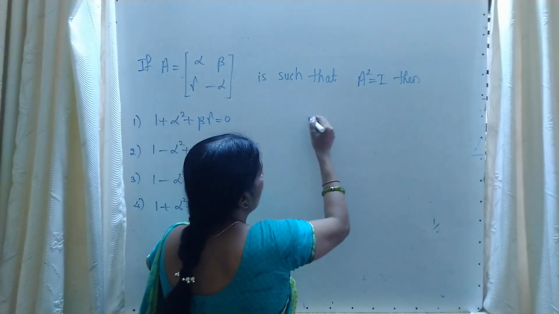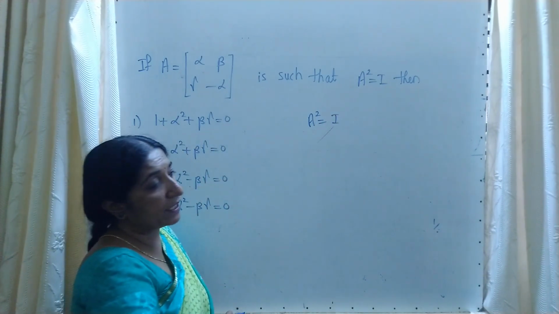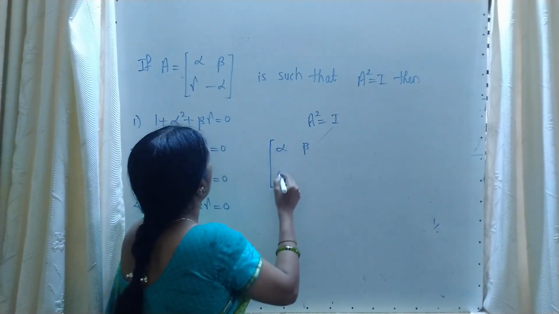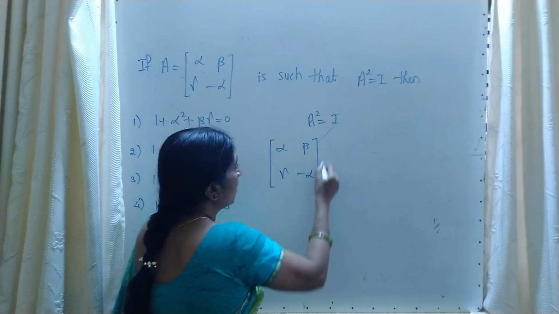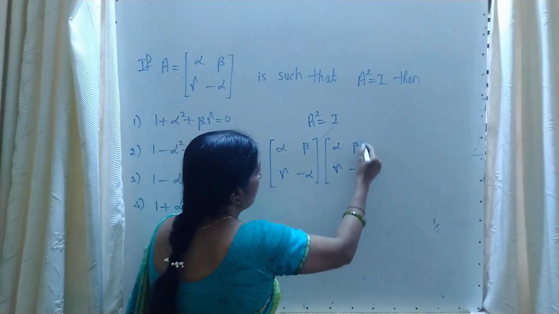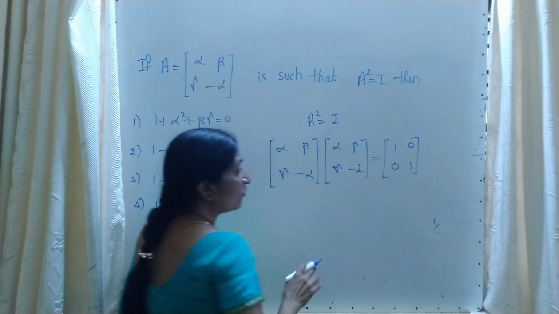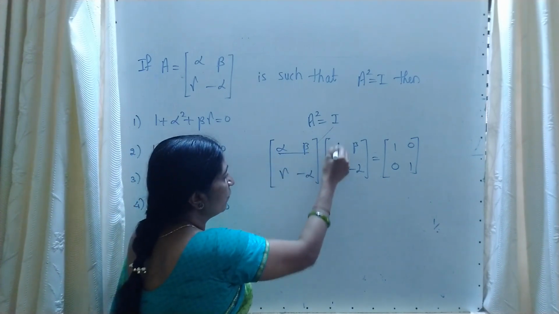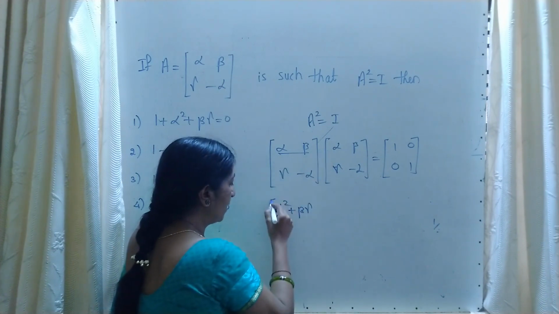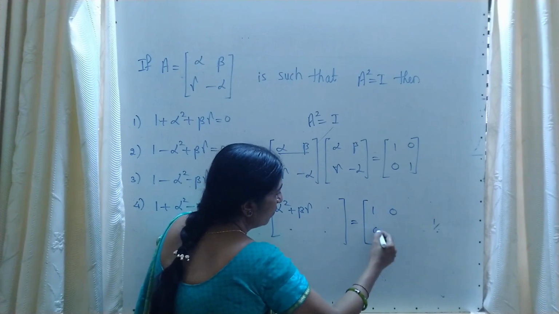So the condition is given, A square is equal to I. And remember students, whenever you are solving these type of problems, A square you know how to find. We have to multiply the matrices. Don't multiply all the elements, one element is enough for a multiple choice question, and I is the identity matrix. Because it is multiple choice, I am taking only the first row with the first column, one element, alpha square plus beta gamma, the first element. I am not writing the remaining elements. Here it is 1 0 0 1.